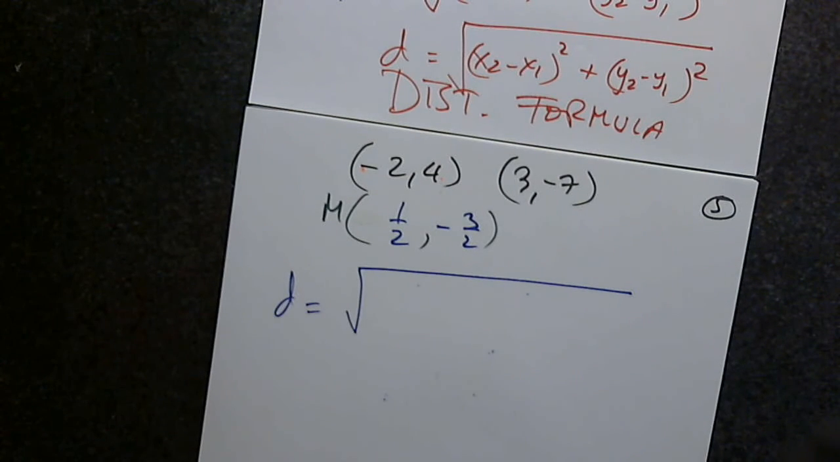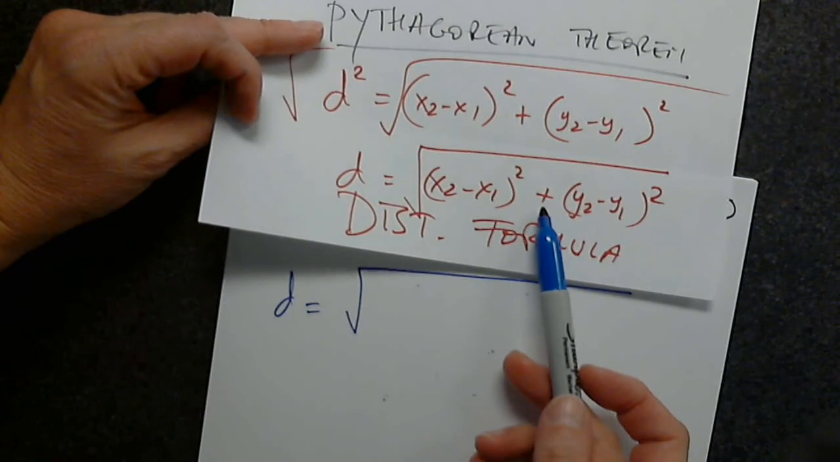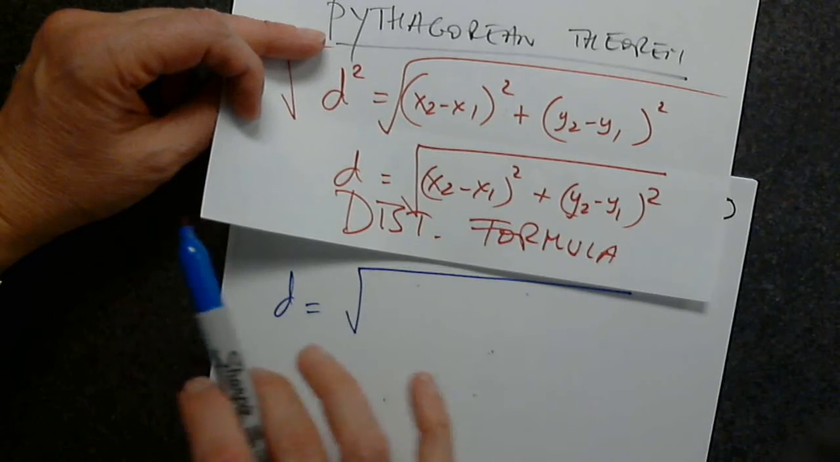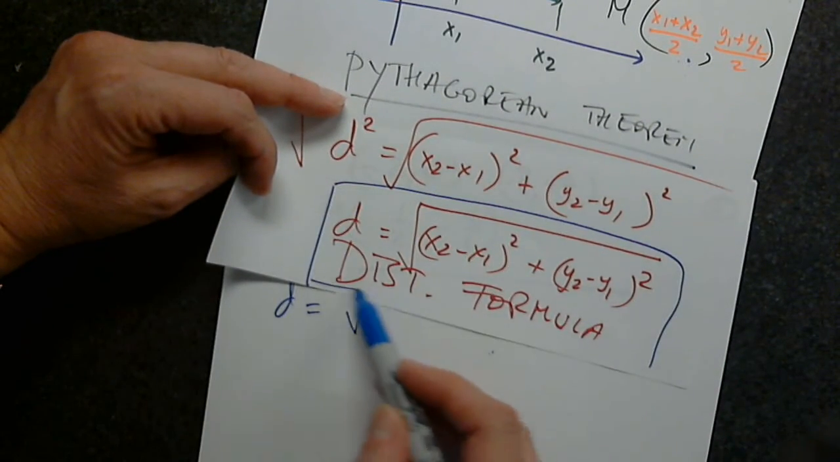Now we want to determine the distance. I recommend you write the formula. Remember, you do not try to simplify this. You cannot simplify a sum. If the radicand is a sum of terms, you cannot split the radical. So don't attempt anything here. This is the distance formula.